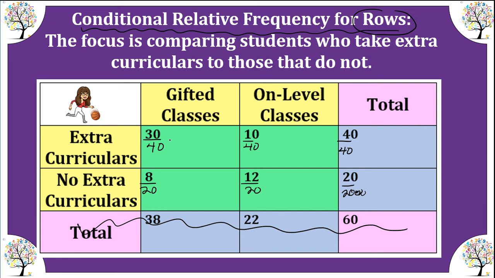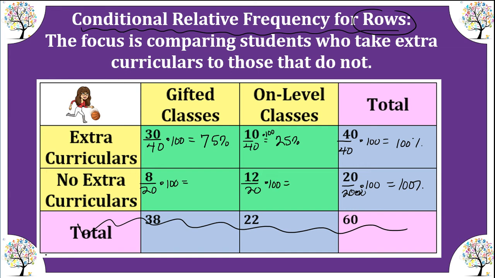So when we divide 30 by 40 and then we multiply it by 100, we're going to get 75%. Okay, and then we're going to get 25%. Again, don't forget to multiply it by 100. And then this is going to give us 100% because that's the total. 20 divided by 20, that will give us 100%. So again, you divide part by total, multiply it by 100.